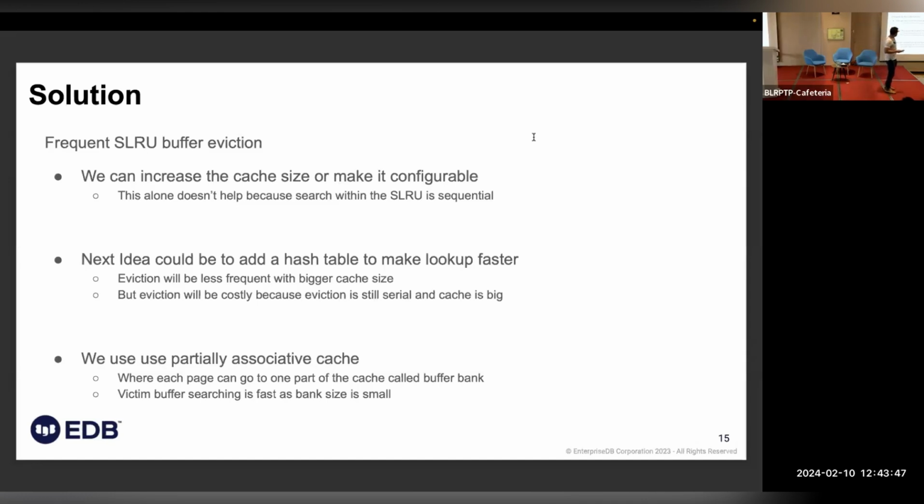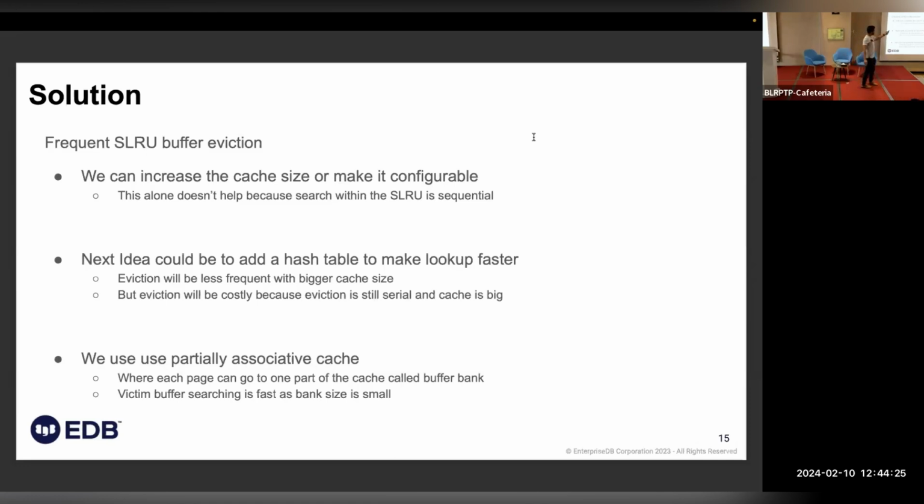So the problem is this one, the second bullet point. The sub bullet point says that all the operations in the cache, the search, because the cache is designed so small, the search is sequential. And second, the victim buffer selection has to be sequential because you need to find whichever is the oldest or least recently used buffer. That only we need to evict out. We cannot evict any page. So even though you make the cache very big, the victim buffer eviction becomes a very, very slow process. So again, whatever you gain, you lose.